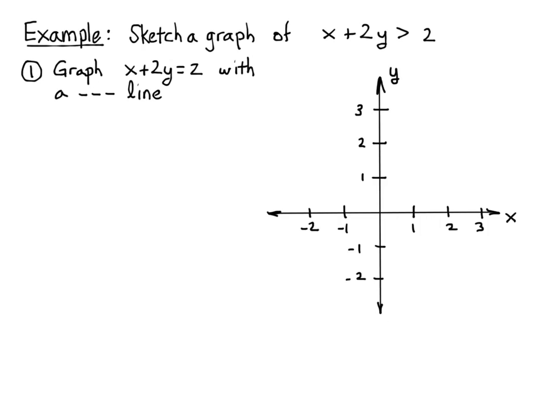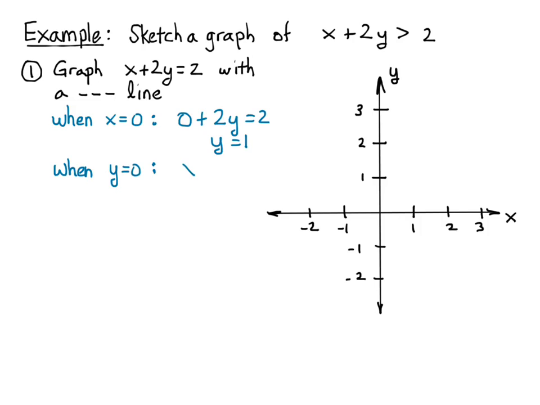Graphing this is fairly straightforward when it's in this form, right? We can find both of the intercepts. We find the y-intercept by setting x to 0, so 2y equals 2, and we know (0, 1) is one of the intercepts. Then if y equals 0, the x-intercept is x equals 2. So (0, 1) and (2, 0) are our two points, and we can put them on the graph and make the dashed line.